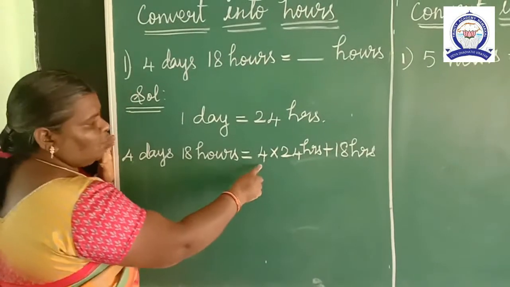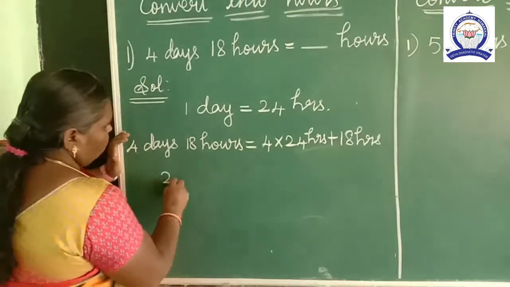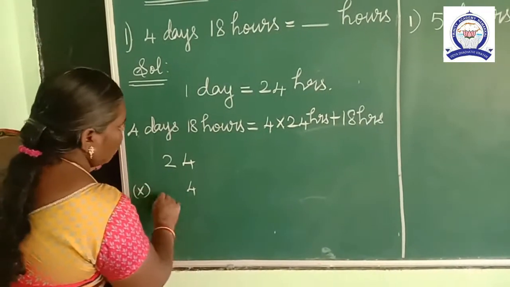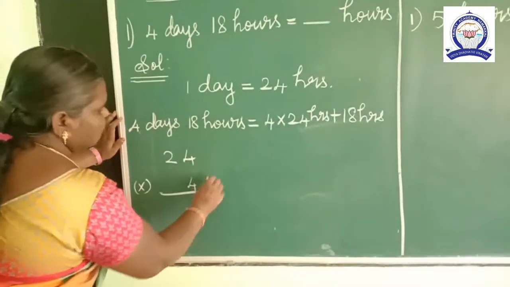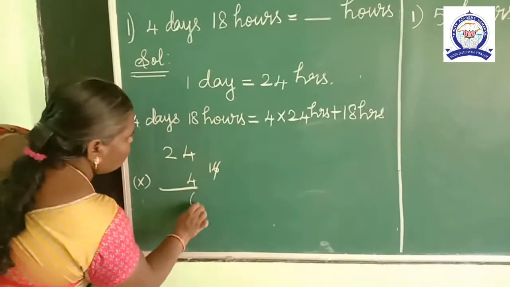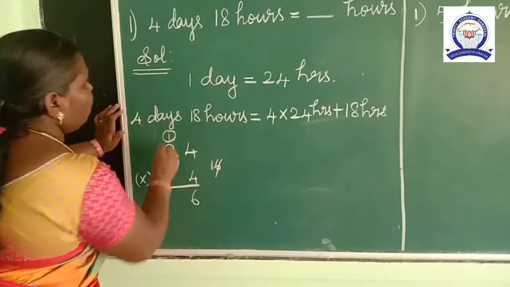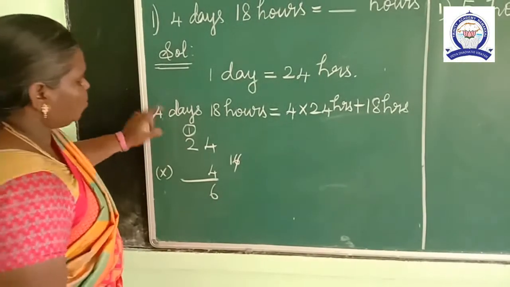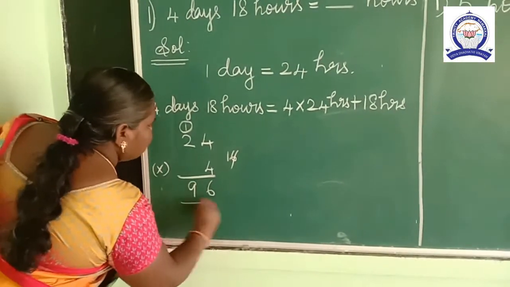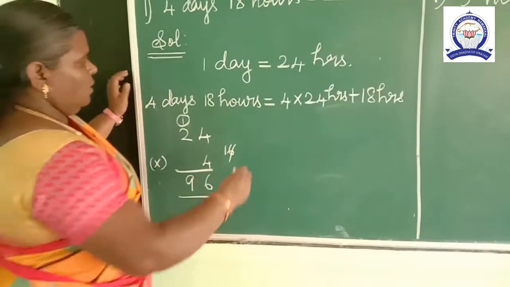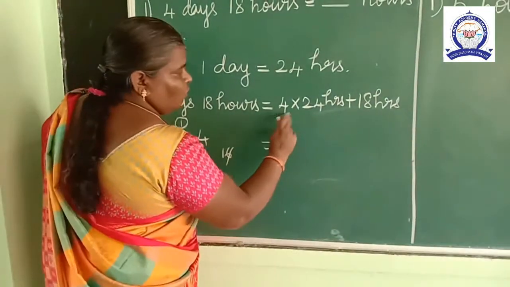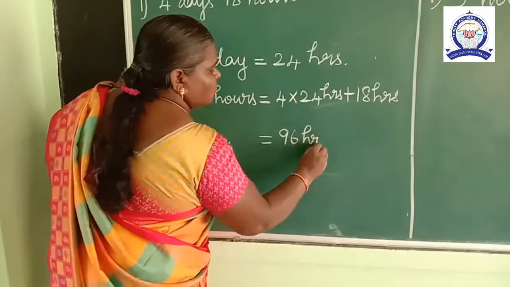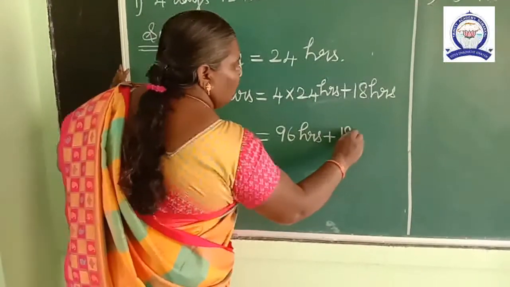Now you multiply 4 into 24. 24, 4. You multiply, 4 4s are 16. You write 6 only in 1's place. 1 is carrying over in 10's place. 4 2s are 8. 8 plus 1, 9. You get the answer 96. 4 into 24, we get the answer 96 hours plus 18 hours.